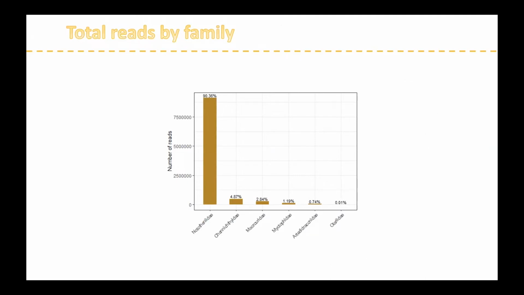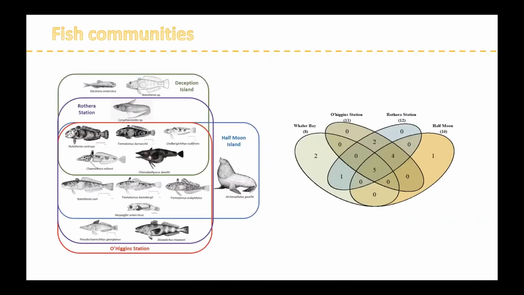We found 6 different families, where Nototheniidae, with 8 species, represent more than 90% of the total reads recovered. The high dominance of this family is something very common for Antarctic waters. We detected a fish core community shared among all the localities, composed of 5 different species, with only 3 species exclusive to just one location. Deception Island, the locality with fewer species recovered, was also the most different one, with 2 species found only here.